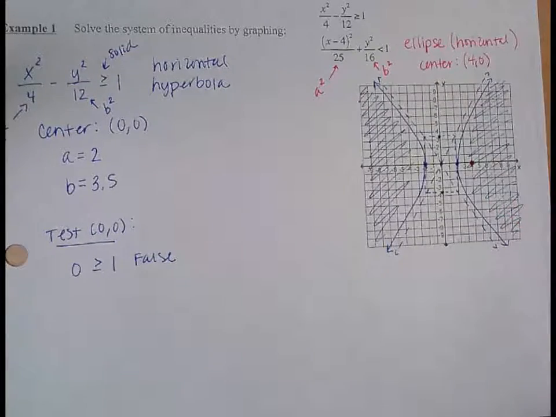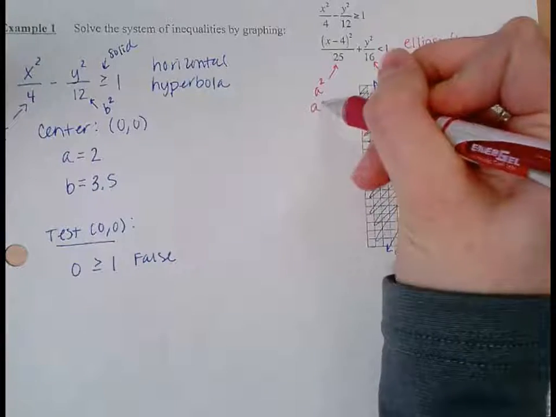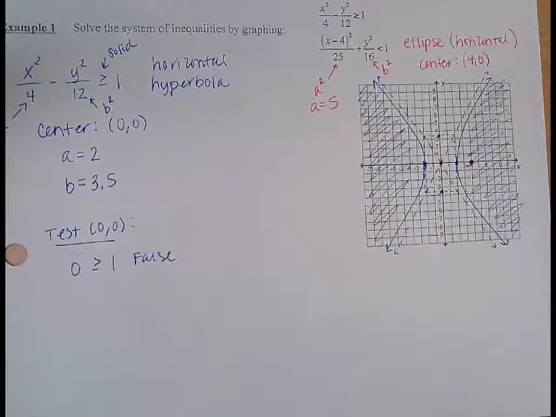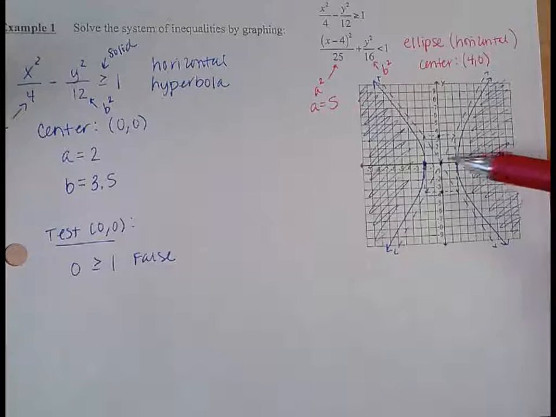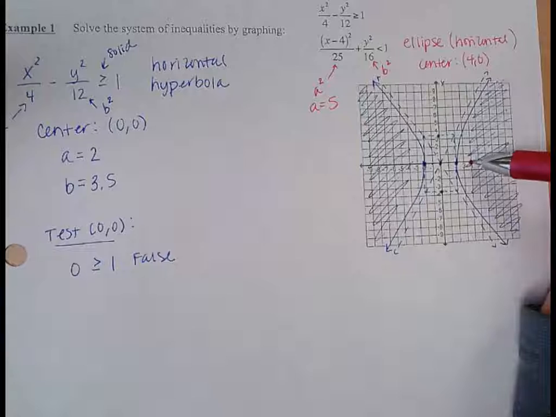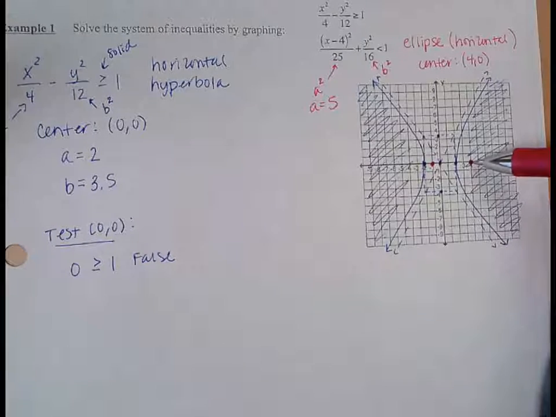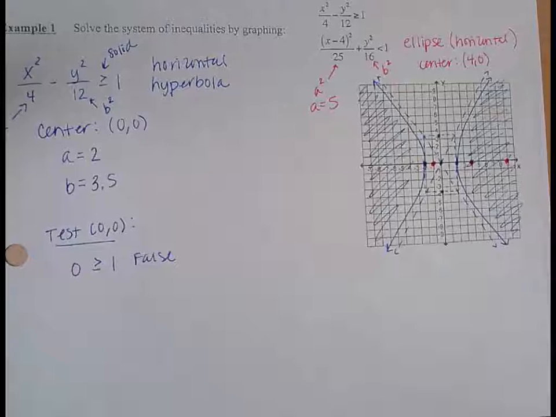And then we have a squared and b squared identified. So if a squared is 25, a is 5. Then I'm going to plot the vertices and co-vertices using that same method. a is the distance from the center to a vertex. And if it's horizontal, the vertices are to the left and the right of the center. So I can go from the center left 5 units. I would be at -1, 0. That's one vertex. And then if I go right 5 units, I'd be at 9, 0. That's another vertex.